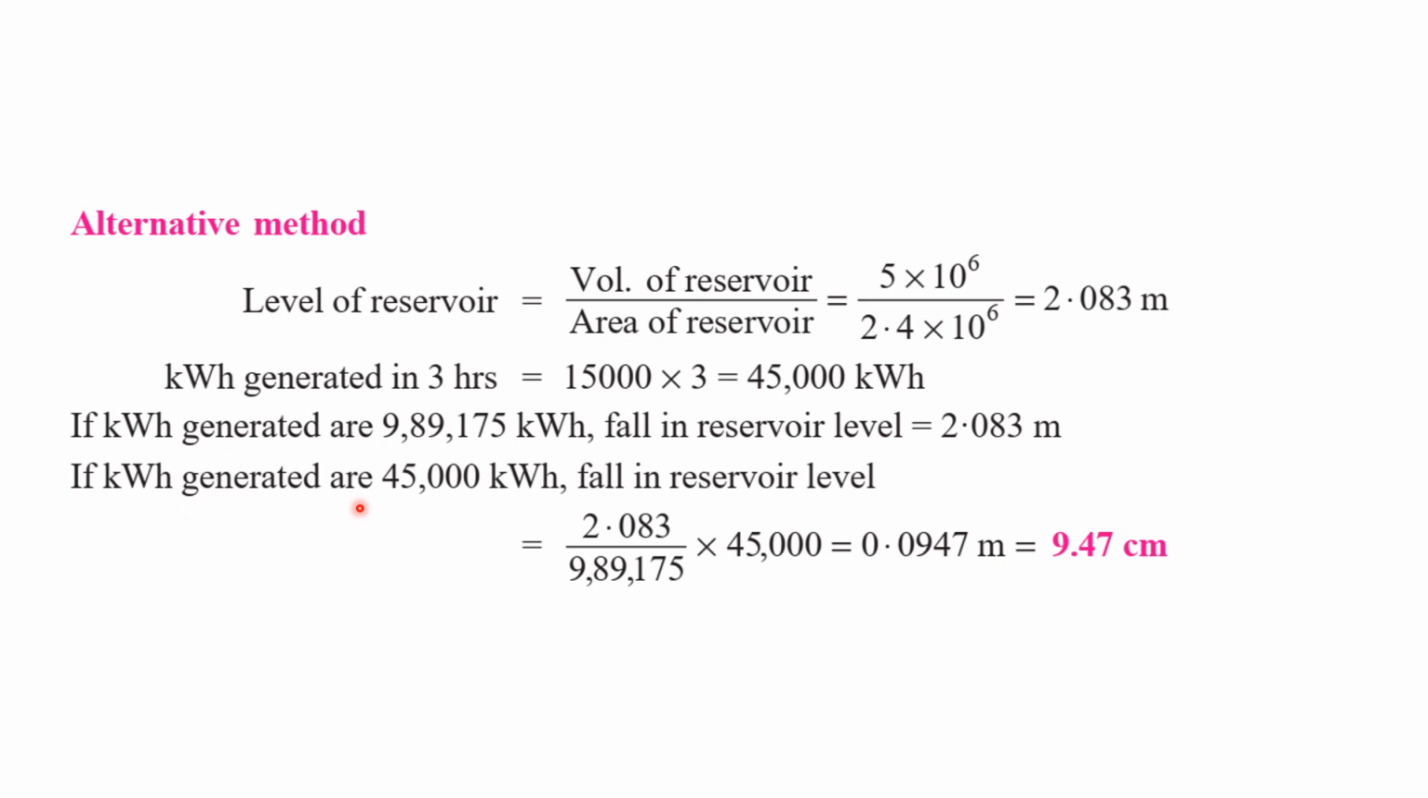But if 45,000 kilowatt hours of energy is produced, which is a 15,000 kilowatt load running for 3 hours, the fall in the reservoir can be found by dividing this 2.083 by 989,175 and multiplying it by 45,000. So this is given here. This comes out to be 0.0947 meters or 9.47 centimeters.